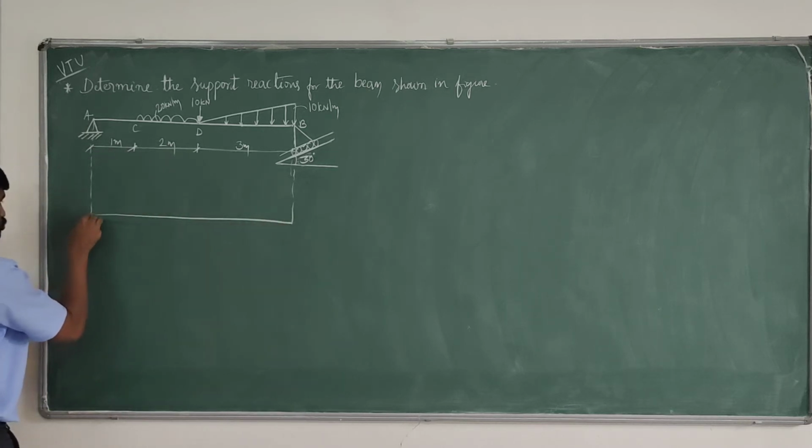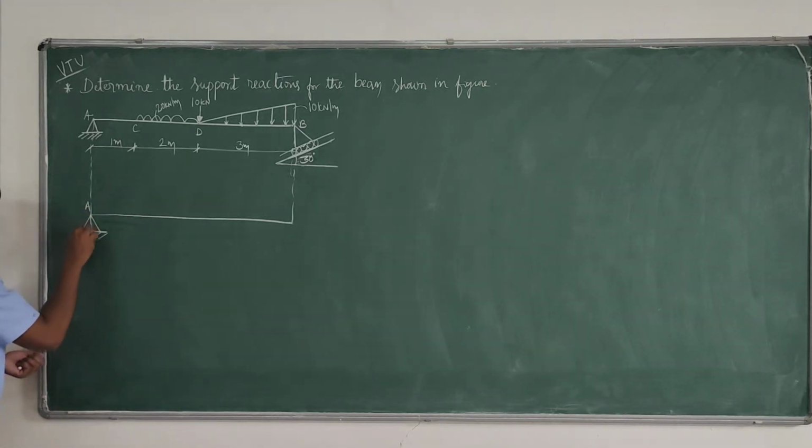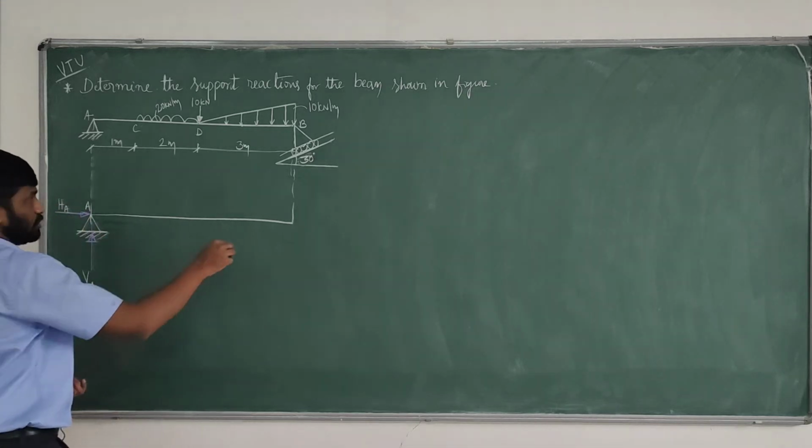So this is the hinge A. At the hinge we know that there are two support reactions. Initially we are assuming all positive. So VA, HA. Next is the roller.